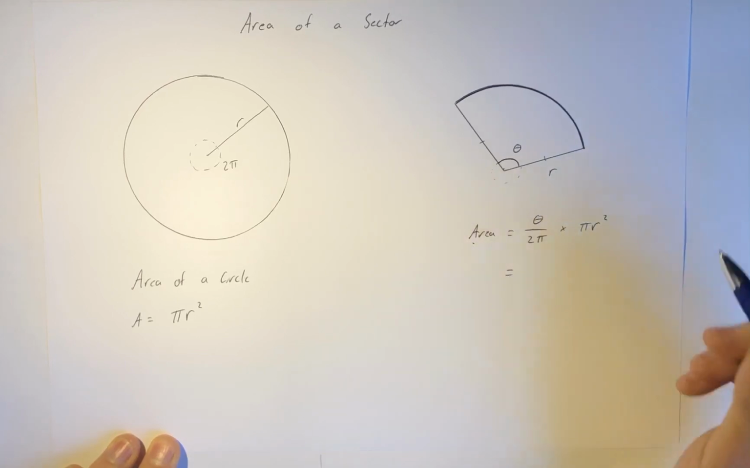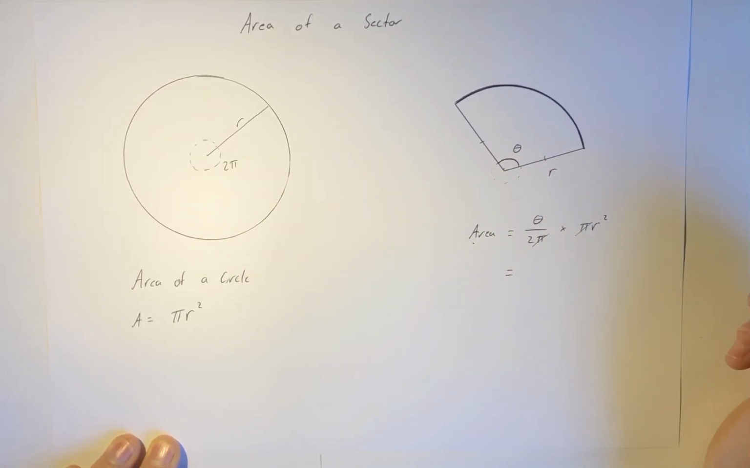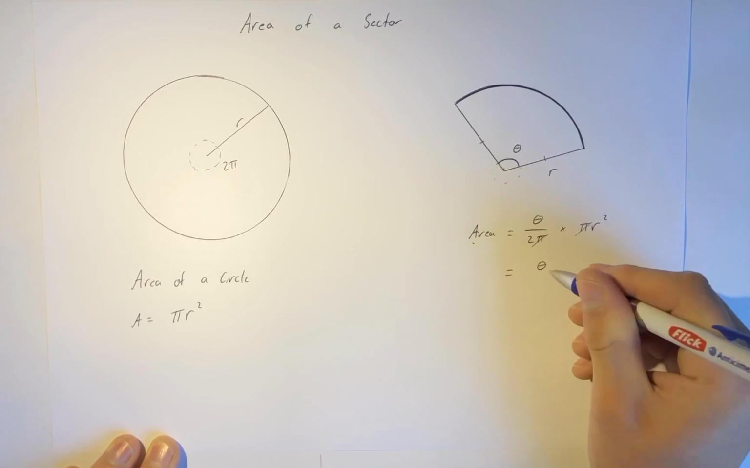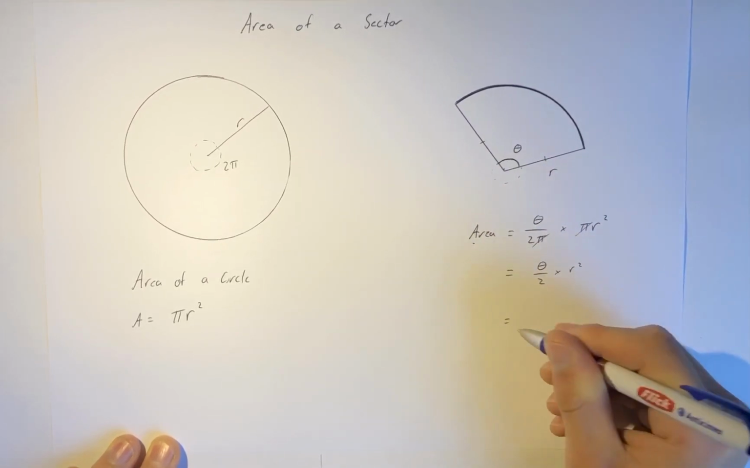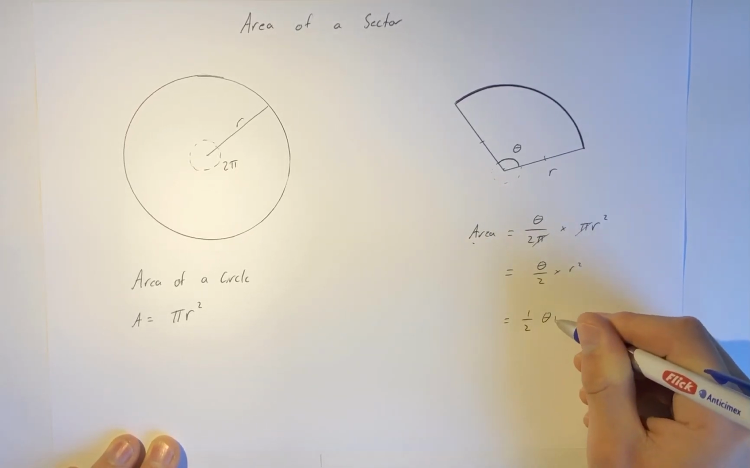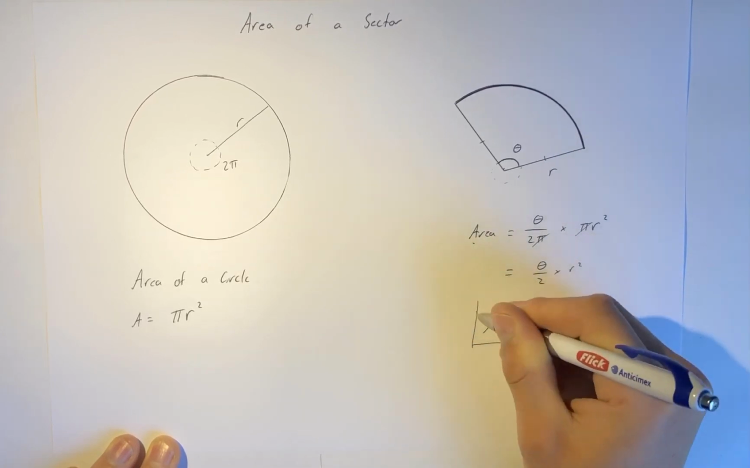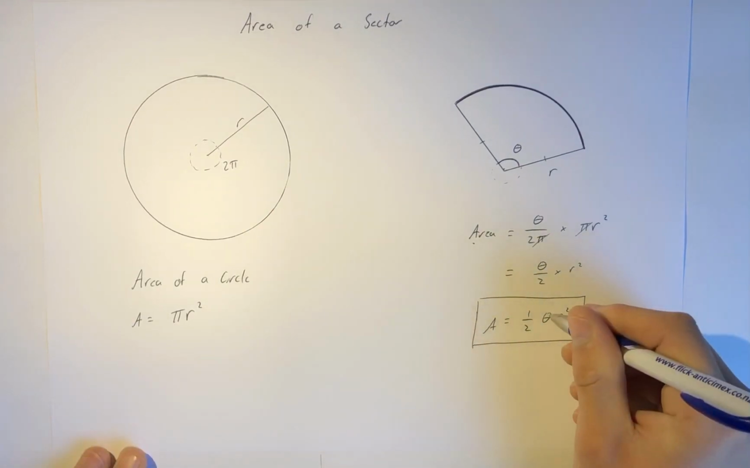Now that simplifies down to, you'll notice that pi's will cancel and you are left with theta over 2 times r squared, and this is usually written a half theta r squared. So this is one of those 7 formulas you need for your internal.